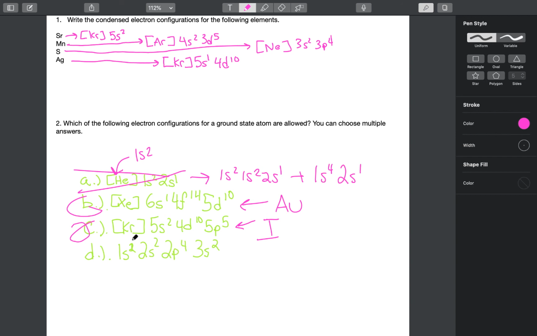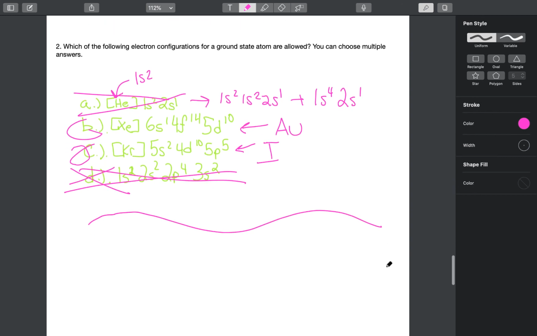The last one is D, and it states that we have an electron configuration of 1s2, 2s2, 2p4, and 3s2. Now note that this is not a ground state atom, because in order to have the lowest energy atom, you have to fill lower energy orbitals first, and then you can fill higher energy orbitals. So this is wrong in this case. However, if you absorb enough energy and you're in an excited state, you can maybe have something like this. So this is not right for a ground state atom. With that, that is all the practice questions for today, and this concludes our lecture for today.